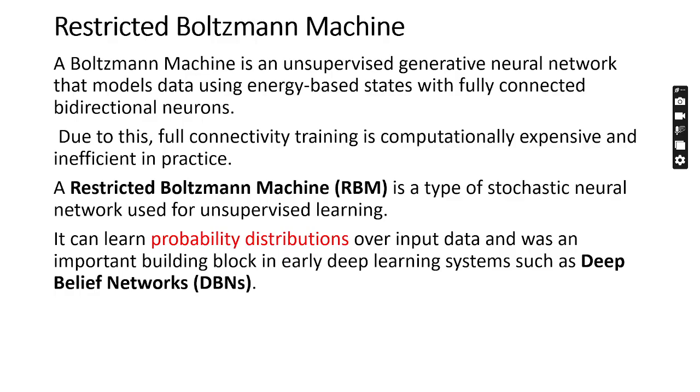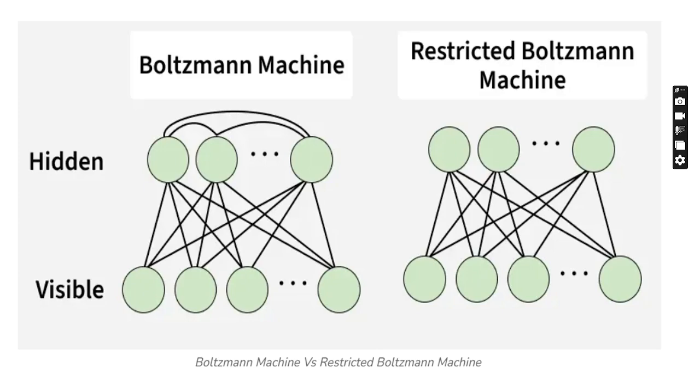So a restricted Boltzmann machine is a type of stochastic neural network used for unsupervised learning. It can learn probability distributions over input data. When we give some input data, it will return some probability distribution, that means some values. It is an important building block in early deep learning systems such as deep belief networks, commonly called DBNs.